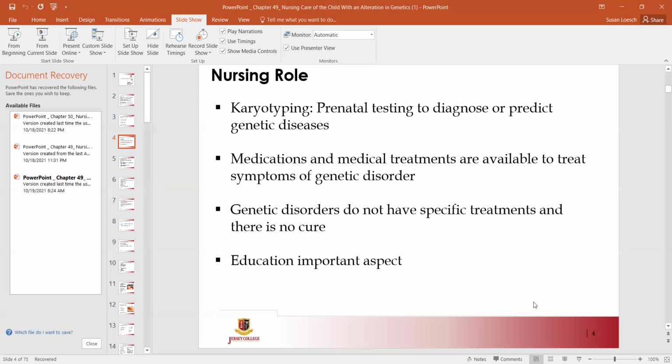Deletions can occur if part of the chromosome is missing, or we can see a loss of that portion of the chromosome. Duplications are seen when a portion of the chromosome is duplicated and an extra chromosome segment is present. So depending on how much chromosome material is involved, that determines what we'll see clinically in the patient.